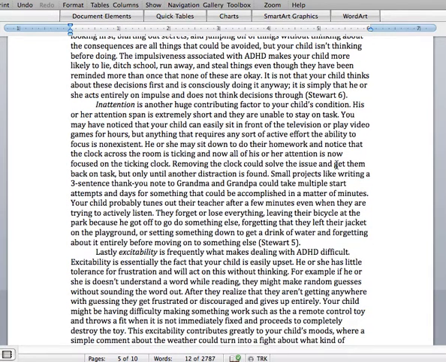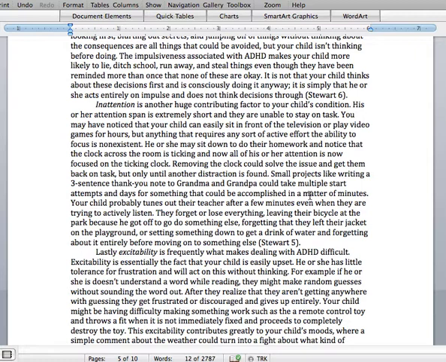Inattention is obviously a big part of ADHD. So obviously, the attention span is just really short and they're unable to stay on task. You may have noticed that your child can sit in front of the TV for hours or play video games for hours on end, but as soon as something requires any sort of effort or something that they have to do, all the motivation and attention span is right out the window.